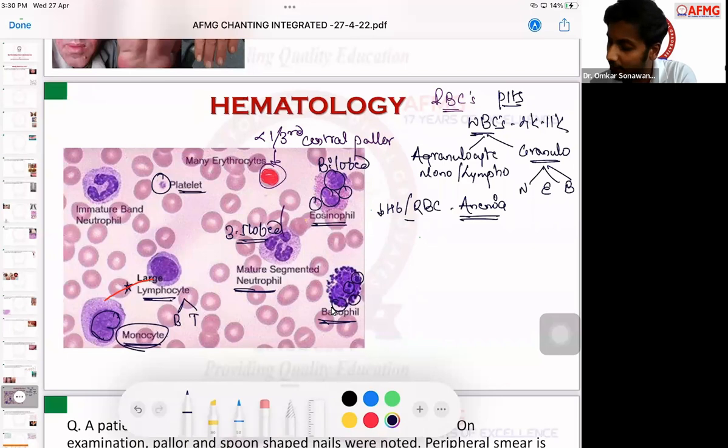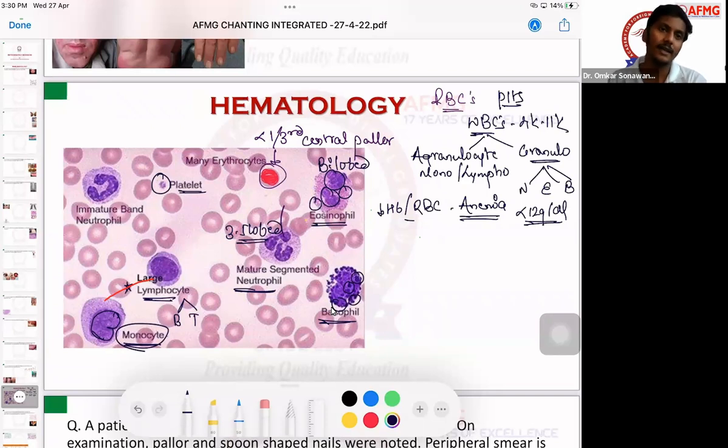And we call it anemia when the hemoglobin level is less than 12 grams per deciliter, right? As we discussed. But important, please remember, anemia in pregnancy is when the hemoglobin level is less than 11 grams per deciliter. Very good.